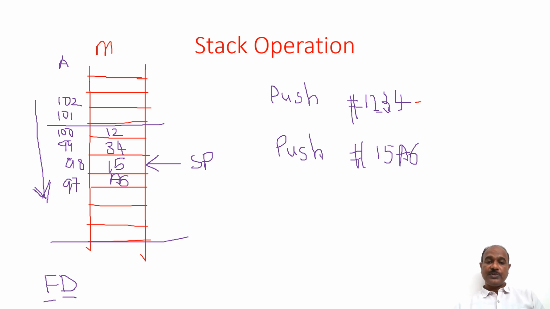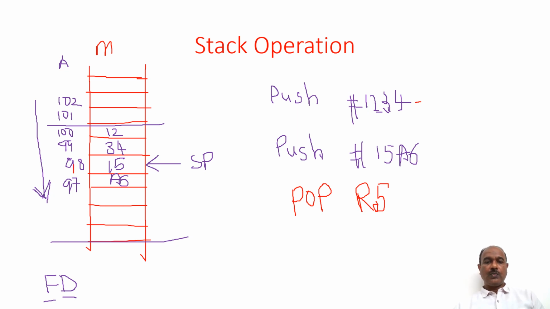Now for the same scenario, if I write pop R5, what will happen? This is the current data on the stack. The stack pointer is pointing to location number 98, and there is some number here. Now when I say pop, what will happen?